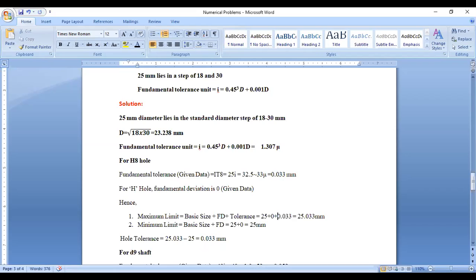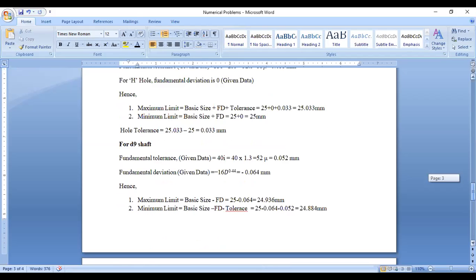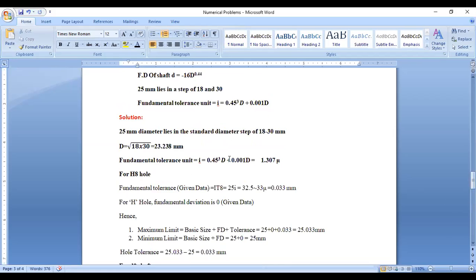Okay. So this is related to the hole. The same thing will be for the shaft. The value of D and I, which you have calculated at the beginning of the problem, will remain the same. That is, this is the value of D, this is the value of I. It will remain the same for both hole and shaft.